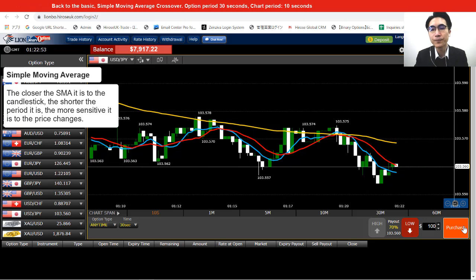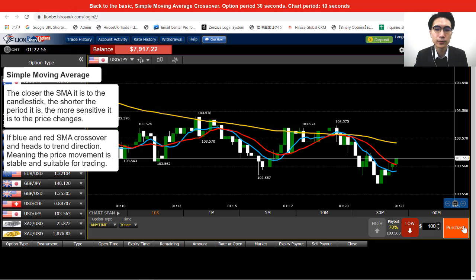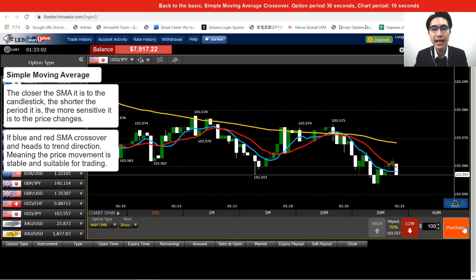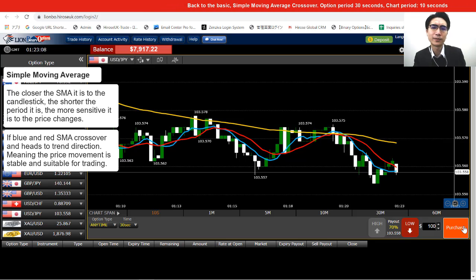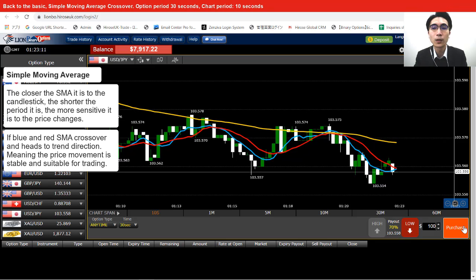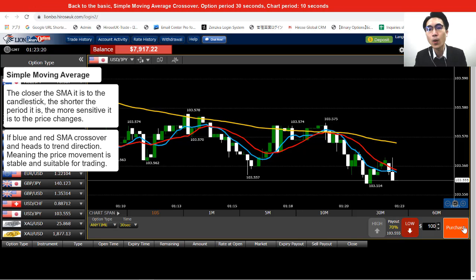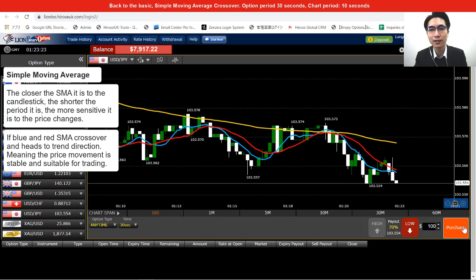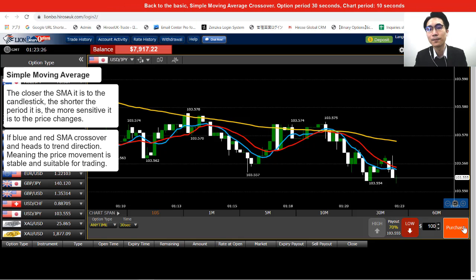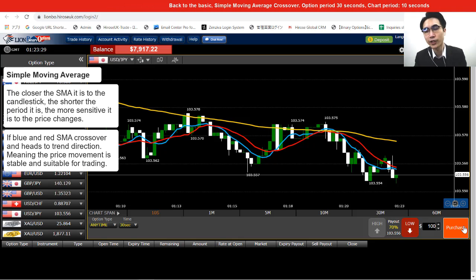So that's why when these two simple moving averages, the blue and red ones, cross over and head towards the same direction, it means that the price movement towards that direction is now relatively more stable. That's why we open a trade when these two lines, the blue and red ones, cross over, in regard to the trend direction.